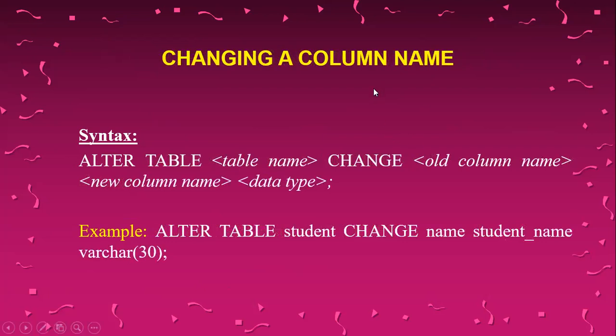Changing a column name. Suppose I have created a table with one column name and I want to rename that column. What is the option we have to use? Alter table, table name, change. Then the old column name, the new column name, and the data type you have to mention there. Suppose I want to change the column name to student name. How will I specify? Alter table student, change the old column, that is name, to the new column, student name, and the data type.